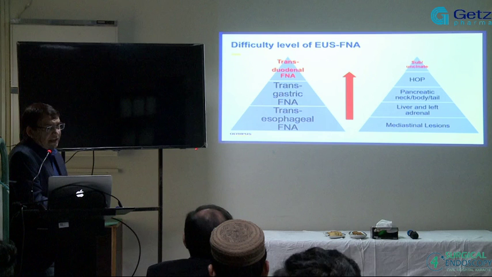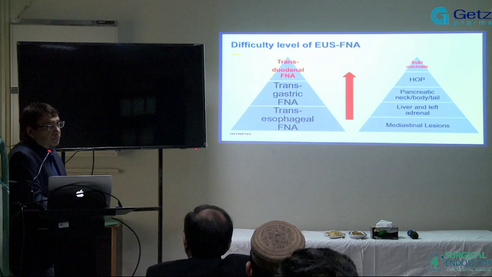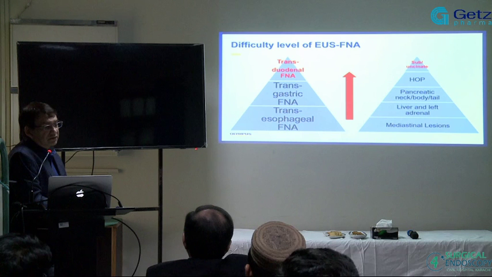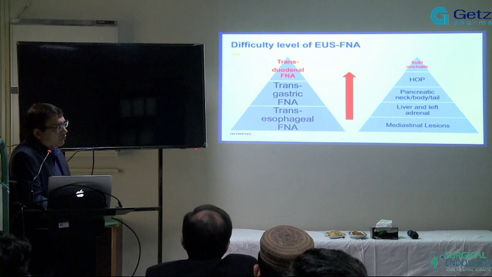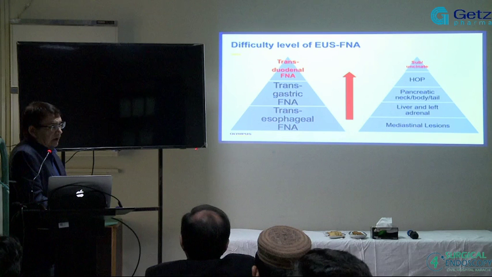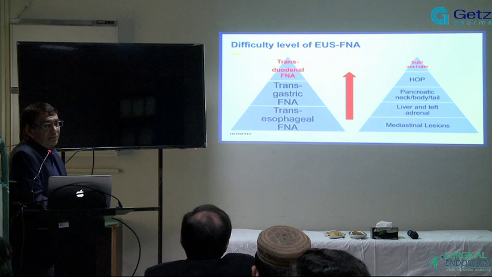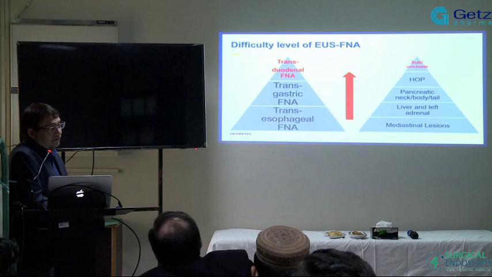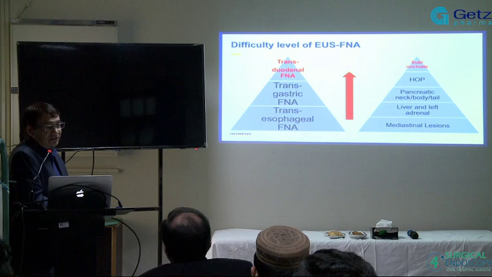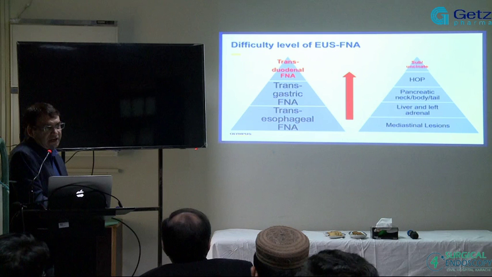Difficulty level of FNA. All the FNAs are not the same. Just remember that. The straighter the scope, the easier the FNA. The easiest FNA is the transesophageal, though it may be a little more scary for us because we are not used to the mediastinum. We like anything in the abdomen, which is easier and a little more reassuring. In the mediastinum, the heart, aorta, and all those big vessels are close, and you may not be comfortable, but that is the easiest FNA because your scope is really straight. Then in the stomach, it could be the liver, left adrenal gland, pancreatic body, neck, and then the head of the pancreas.